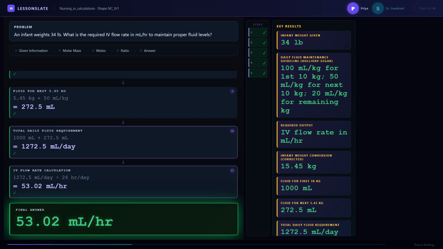Oh, that's great. Thank you so much, Dr. Sandoval. I feel much better about this now. I really had trouble with remembering that tiered fluid guideline and setting up the weight conversion correctly at the start. It's good to see all the steps clearly now.